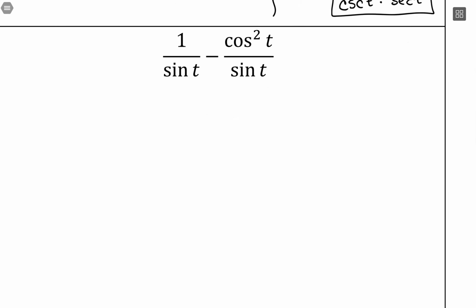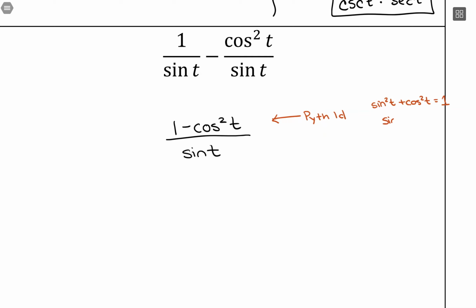So in the numerator, we'd have 1 minus cosine squared over our common denominator of sine of t. In the numerator there, I'm seeing 1 and cosine squared, which is making me think of the Pythagorean identity. So that tells us sine squared plus cosine squared is equal to 1. And what I can do is recreate that 1 minus cosine squared by subtracting cosine squared from both sides. So that shows me I can make this substitution with sine squared. So that numerator is the same thing as sine squared of t.